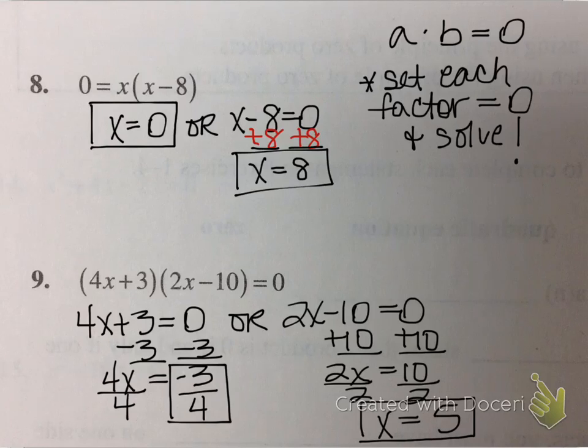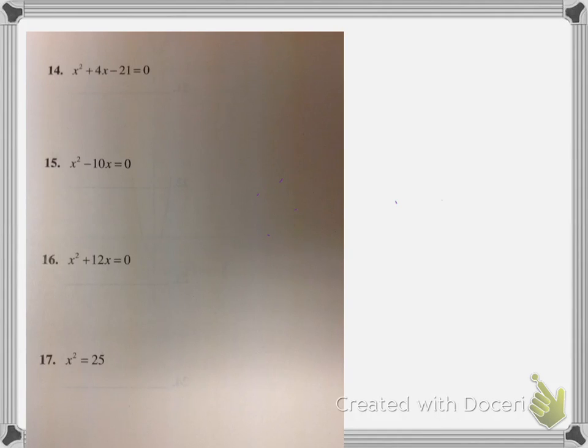So 2 answers, and again, you can always check them by plugging in. If I plug in the 5 into the second factor of 2x minus 10, that's 2 times 5, which is 10, minus 10, 0, makes the whole thing 0. And you can plug in the negative 3/4 into the first one, and you're going to get 0. So again, make sure your equation is set equal to 0, and it must be in factored form. So what happens if it's not in factored form? Or what happens if it's not equal to 0?